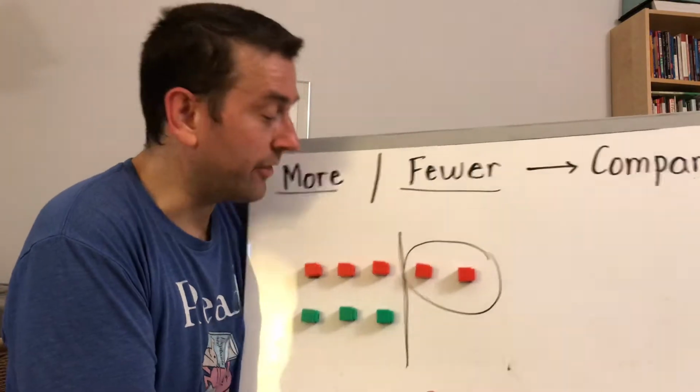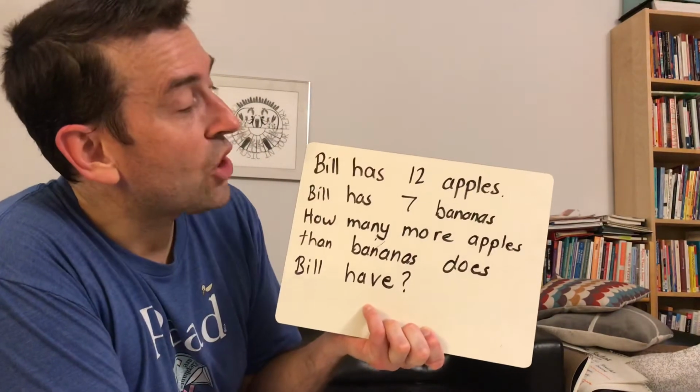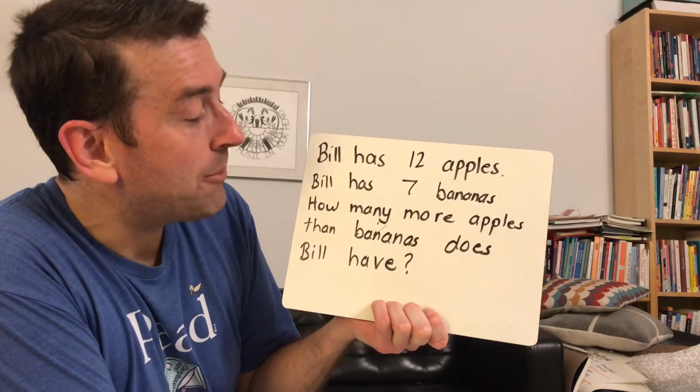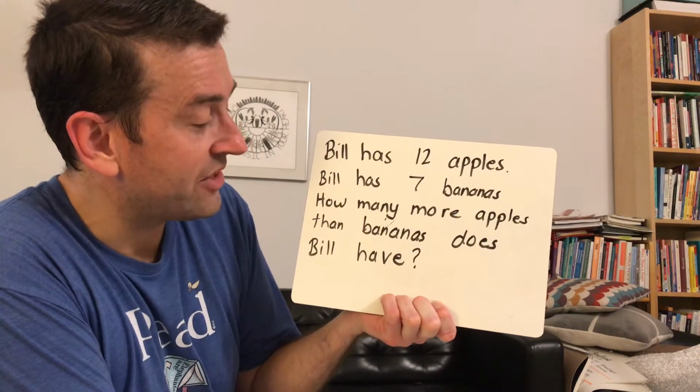All right, let's do another problem. And remember, when I'm solving math problems, I'm doing a lot of acting things out. Because when I act things out, it helps me figure out the problem. All right, so here's a problem I got. Bill has 12 apples. Bill has 7 bananas. How many more apples than bananas does Bill have?